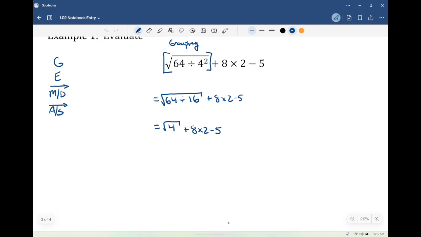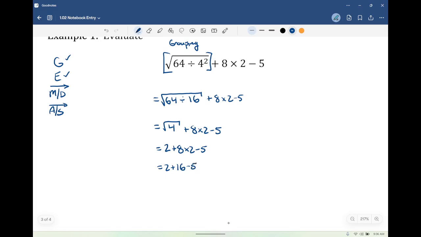Now, even though there's no more work to be done inside the group, I still need to take care of the grouping symbol, right? I still have the radical there, or the square root. Well, I know that the square root of 4 is 2, so I'm going to have 2 plus 8 times 2 minus 5. Okay, and so at this point, I actually know my groupings are done, and I have no more exponents. And so now I'm working with multiplication, and then I have addition and subtraction. Well, okay, multiplication first, I can do that. 2 plus 16 minus 5.